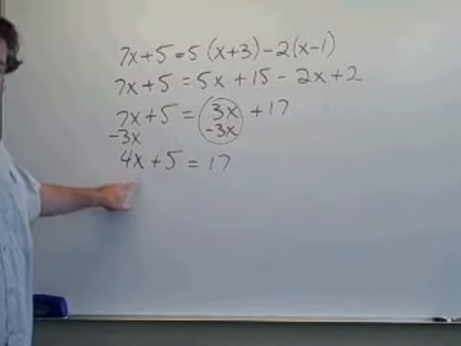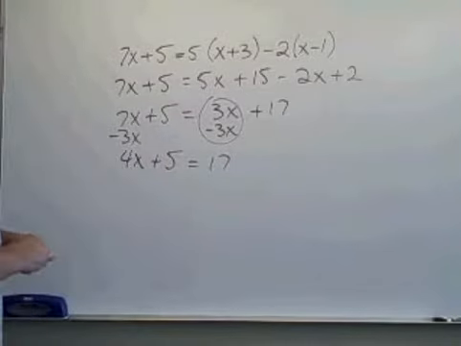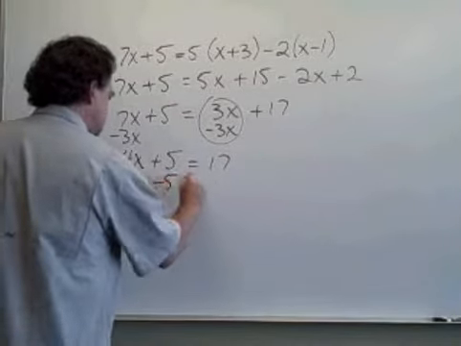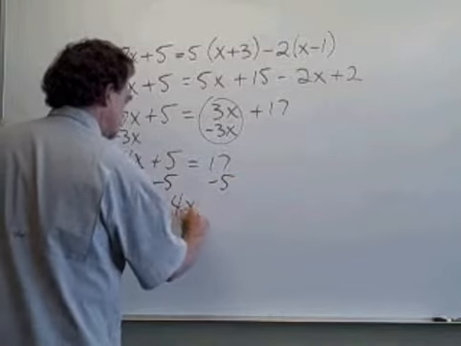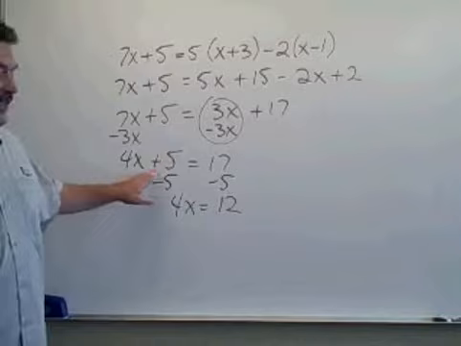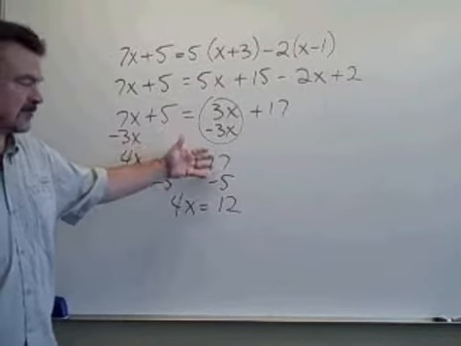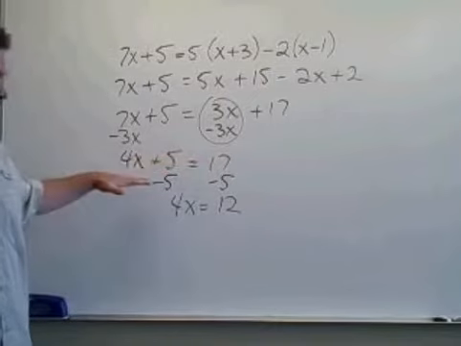I want to isolate the variable term. Getting rid of the 5 will isolate the variable term. Again, I had to subtract 5 here to make that disappear into 0. I had to subtract 5 here to keep my equation balanced.